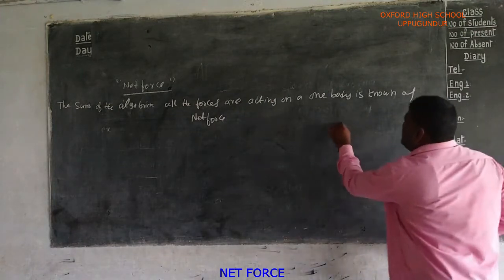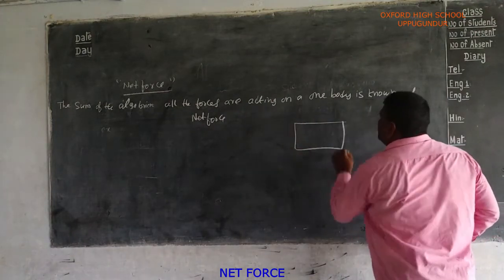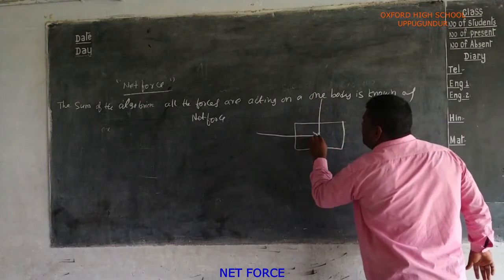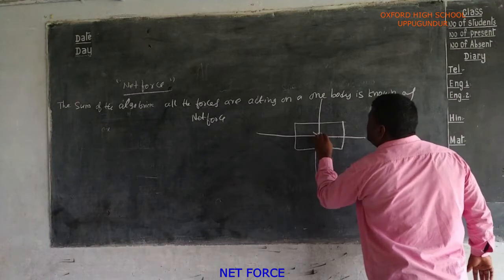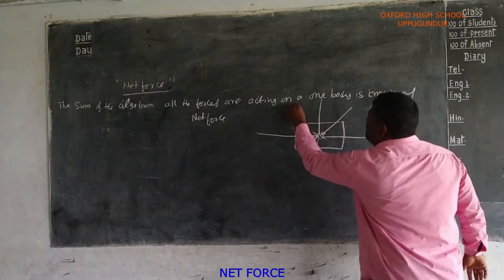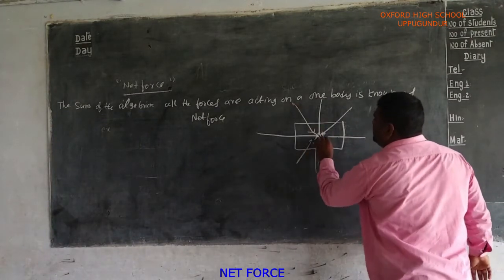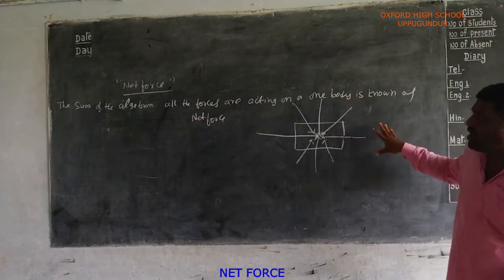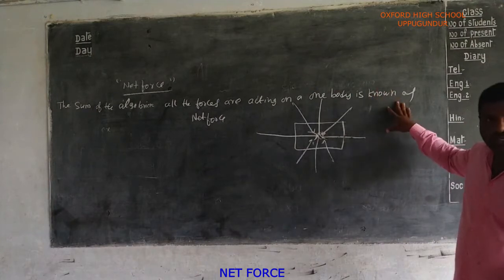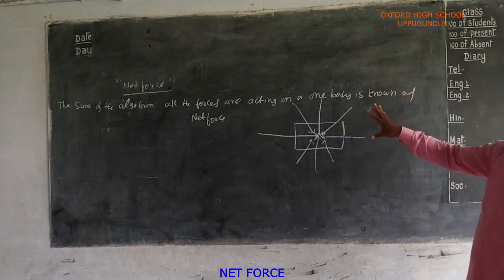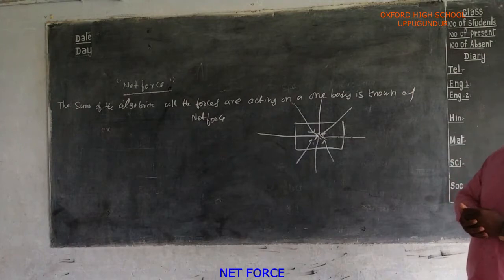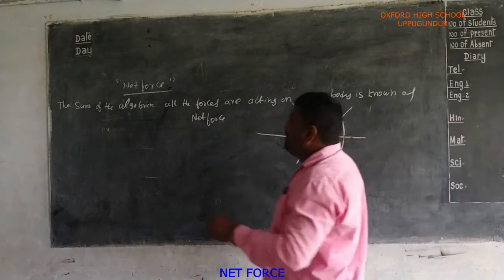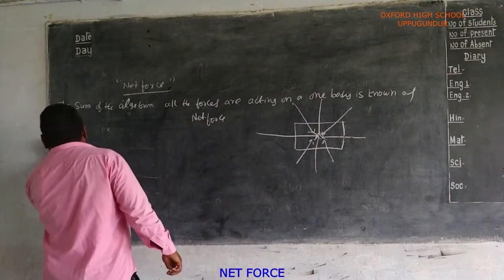For example, I will draw one picture. It is one object. Here all types of forces are acting on the one body. All forces are coming to the one body. So the sum of the algebraic of all the forces acting on one body is known as the net force. Understand, all? Now I will give one example of the net force.